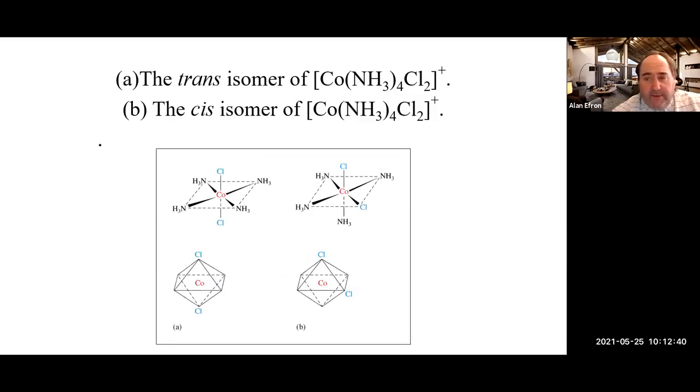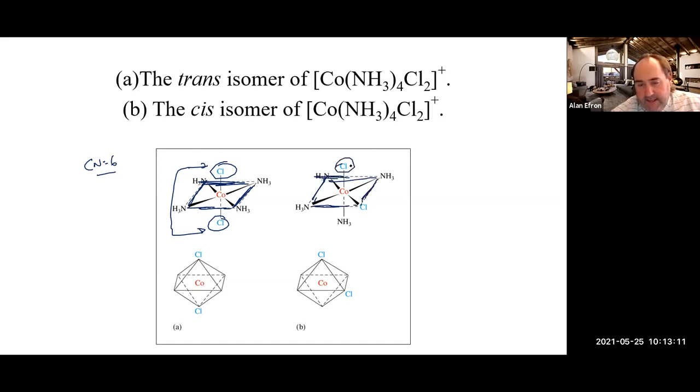Here we have a coordination number of 6, which is an octahedral arrangement. The first one here is our trans. If you think about the plane of the molecule here, you can see this Cl is above it and this Cl is below the plane of the molecule. That basically is trans, opposite sides. Here, this one's up and this one's on the same side of the plane, which would be cis in this particular case.